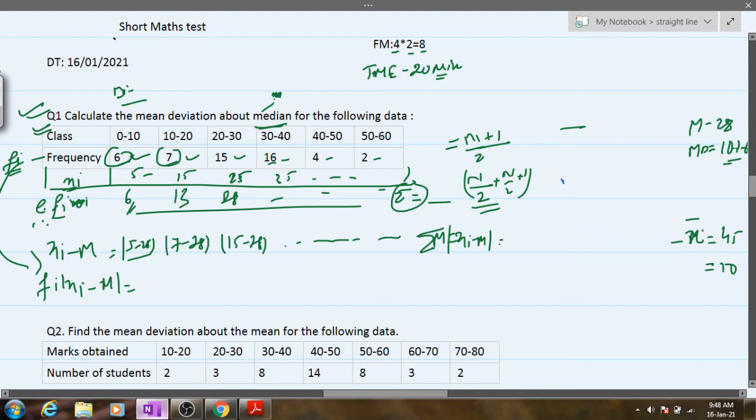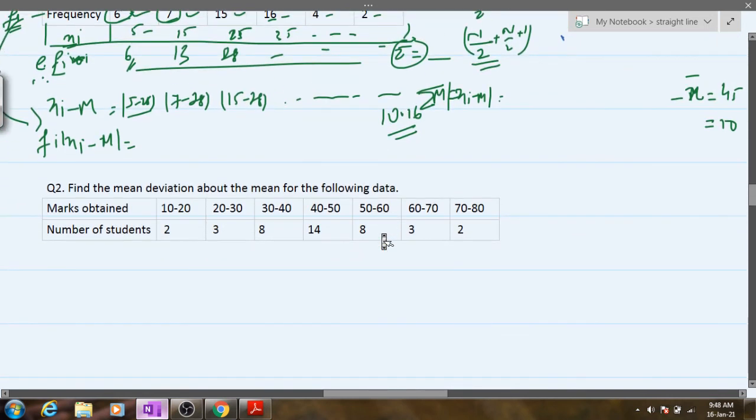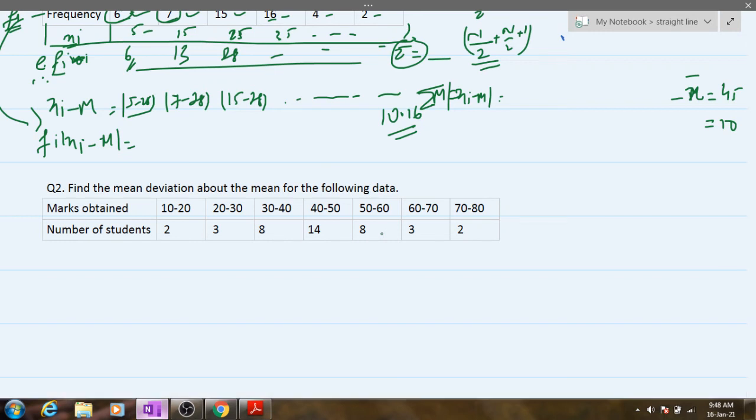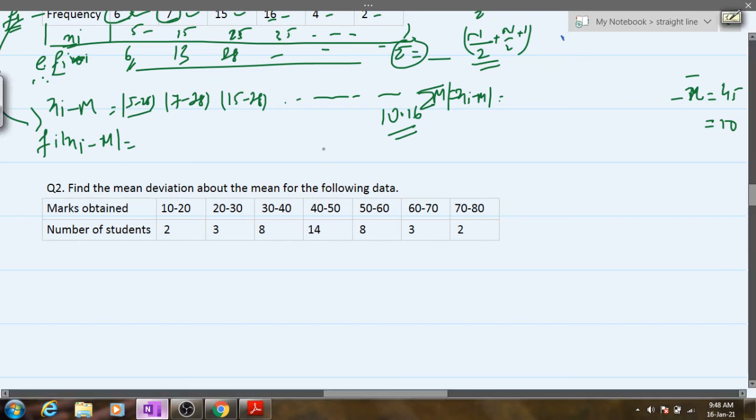So your median comes out to be 28 and your mean deviation will come out to be 10.16. Okay, so that's it for this numerical. Kindly pause the video, do this numerical entirely and make sure that it doesn't consume more than 10 minutes. If it's consuming more than 10 minutes, that means that you're lacking practice and you have to increase your practice work.